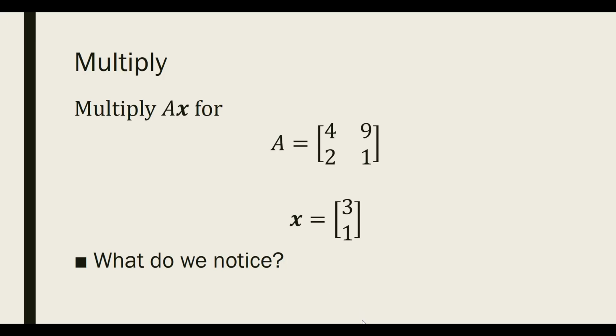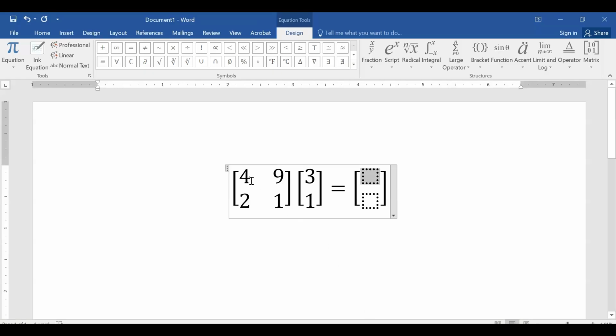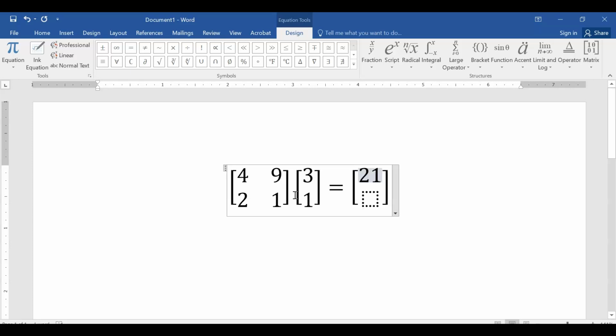All right, so when I do that, 4, 9, 2, 1 multiplied times the vector 3, 1. 4 times 3 gives me 12, plus 9 times 1 gives me 21. And then 2 times 3 gives me 6, plus 1 times 1, which is 6 plus 1, 7. Okay? Now, what do we notice about this?